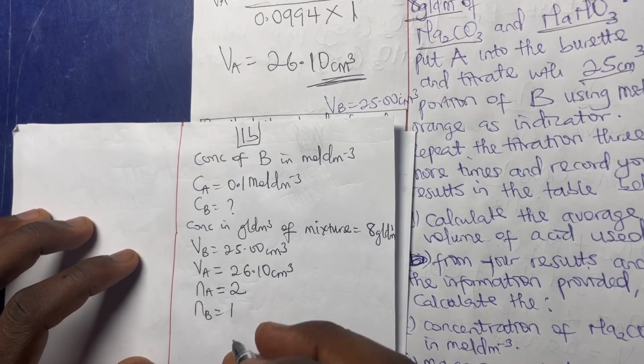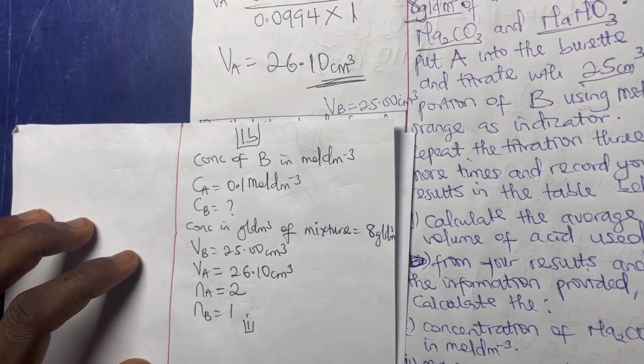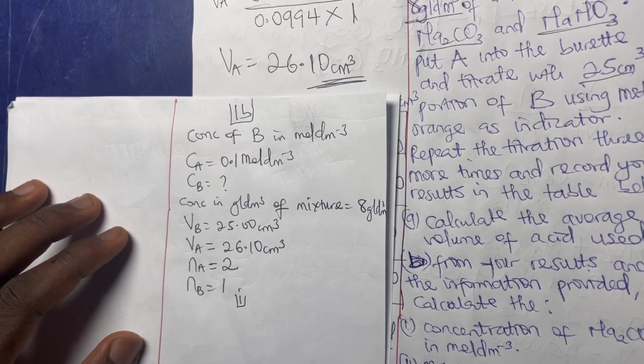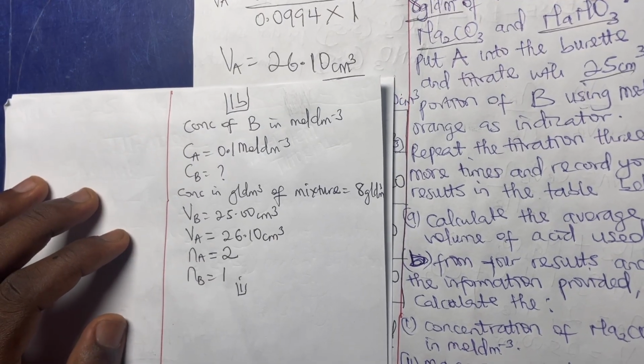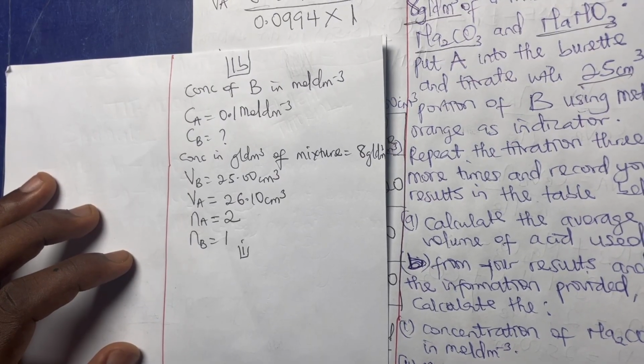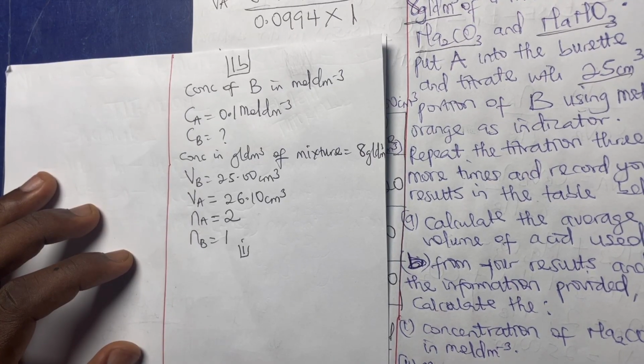So now going to the figure I question now. The I says that concentration of B, that is Na2CO3, in mole per dm cube. So what formula can we use? Remember that we have just two formulas to solve this, exactly two formulas. The one we are going to use here is just CAVA over CBVB equals NA over NB. That's the only thing we can use here.